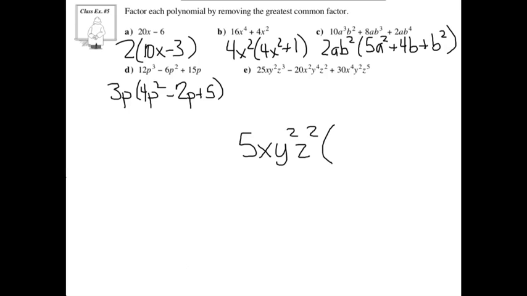So when you divide these, you're going to have 5z for the first one, minus 4xy squared for the next one. And when you divide 30x to the power of 4, y to the power of 2, and z to the power of 5 by 5xy squared z squared, you're going to end up with 6x to the power of 3 z to the power of 3.